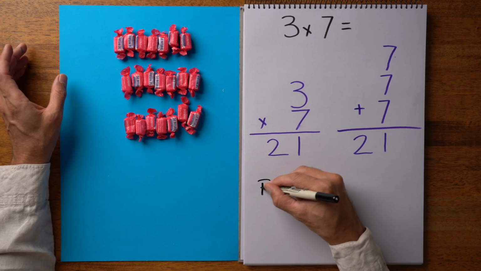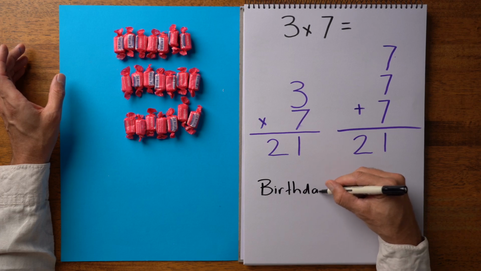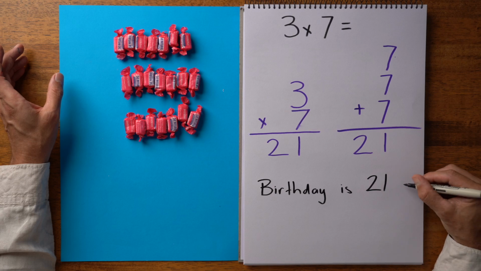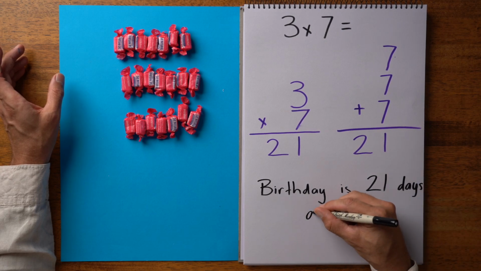After we've done our calculation, we know that if your birthday's in 3 weeks' time, it's in 21 days. Birthday is 21 days away.